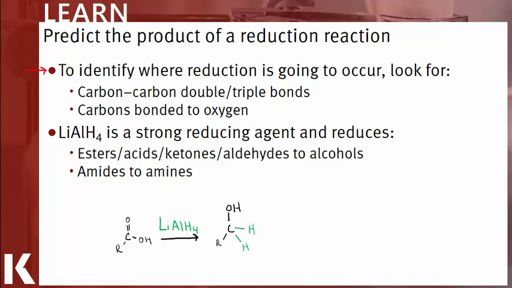the two hydrogens can be added by lithium aluminum hydride here. So while lithium aluminum hydride is able to reduce esters and acids to alcohols, it can also reduce aldehydes and ketones by donating one of the two hydrogens. Additionally, it can reduce amides to amines.